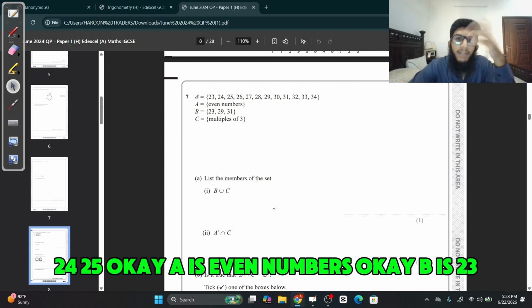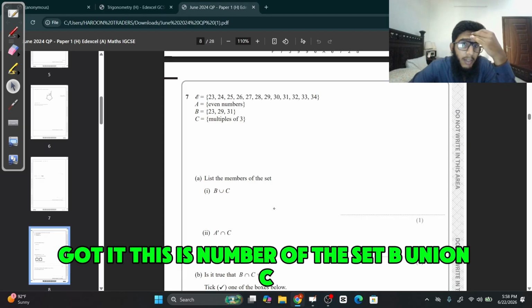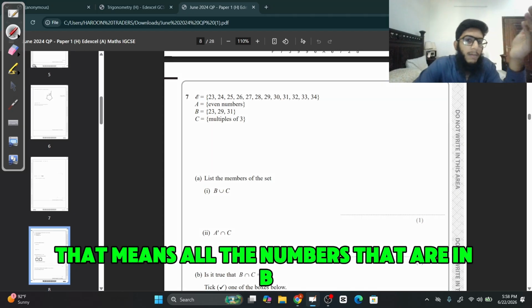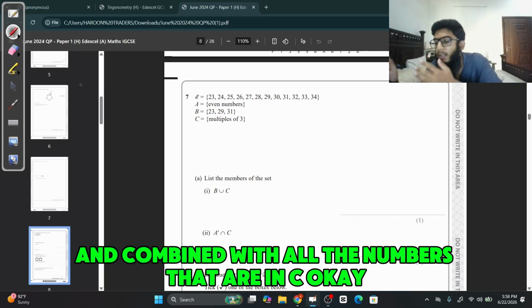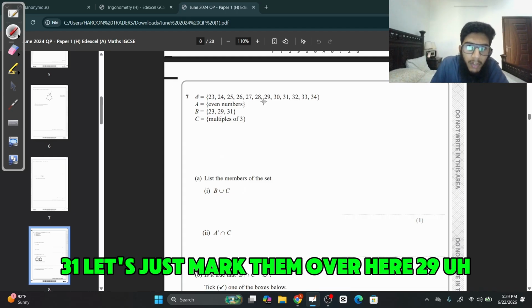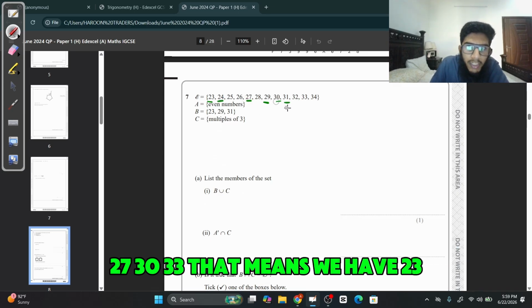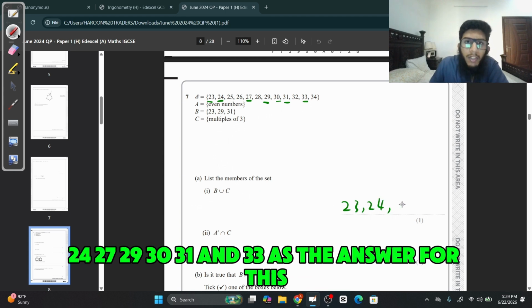Okay, next, the universal set is the numbers 23, 24, 25 and so on. A is even numbers. B is 23, 29, and 31, and C is multiples of 3. Okay, got it? First, find the set B union C. That means all the numbers that are in B combined with all the numbers that are in C. So in B we have 23, 29, 31. Multiples of 3, we have 24, 27, 30, 33. That means we have 23, 24, 27, 29, 30, 31, and 33 as the answer for this.